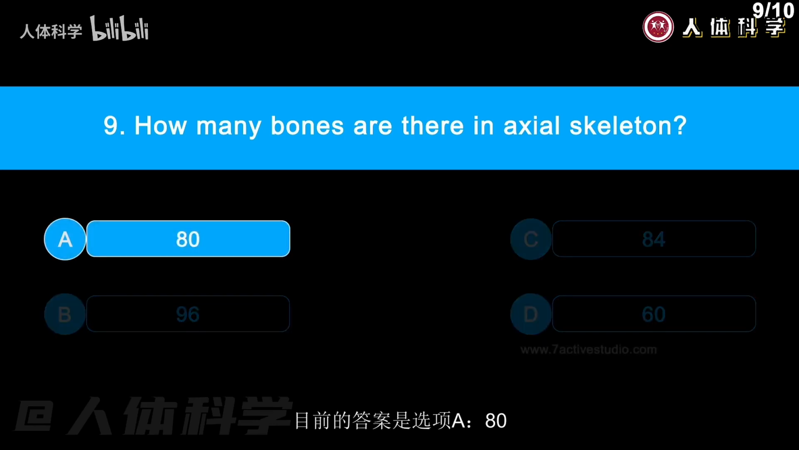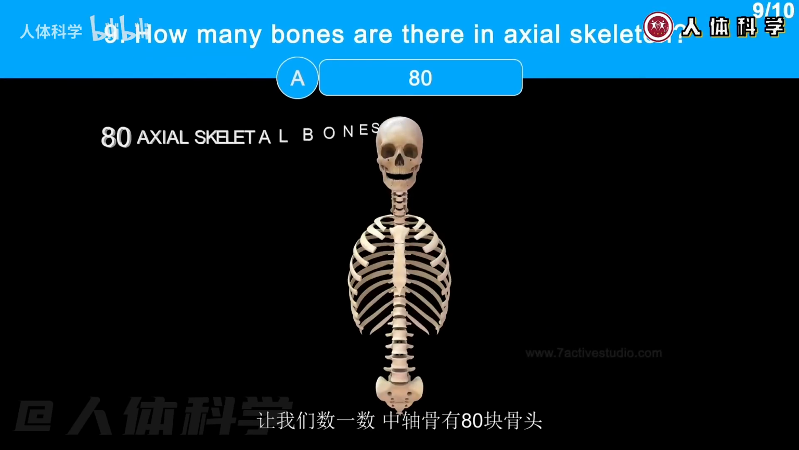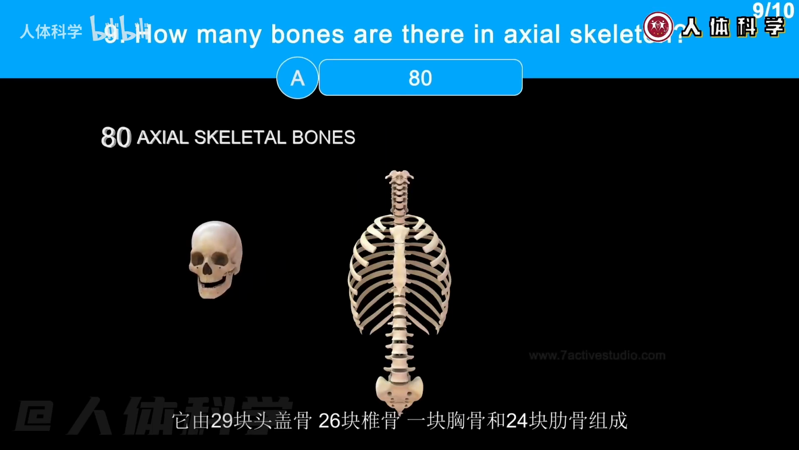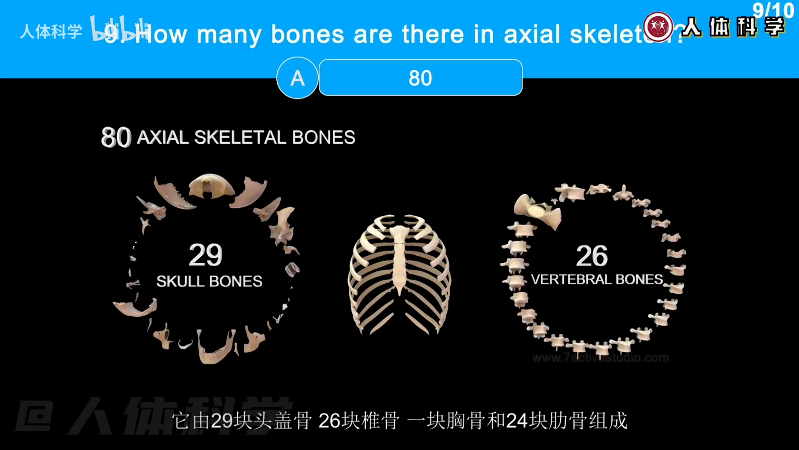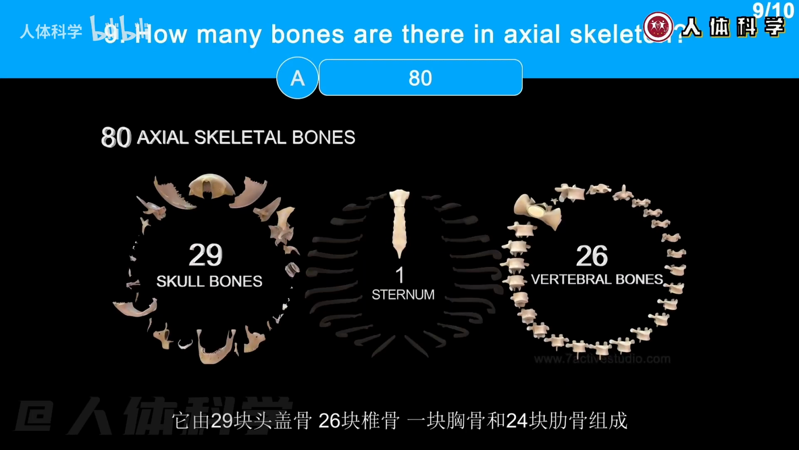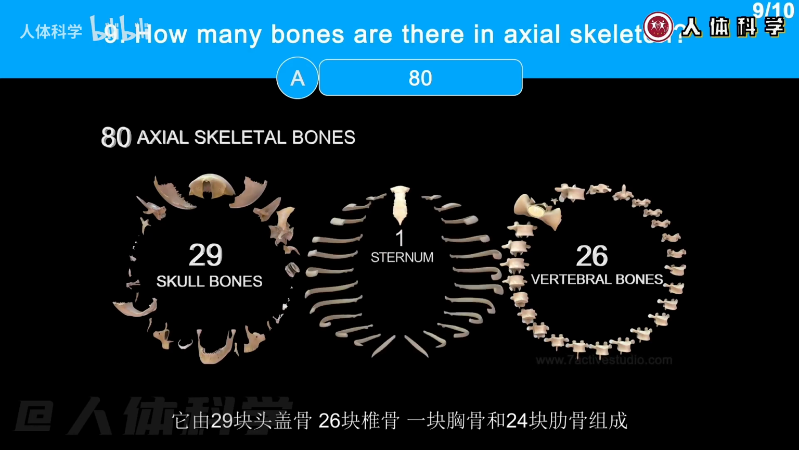The correct answer is option A, 80. Let's count them. There are 80 bones in the axial skeleton. It consists of 29 skull bones, 26 vertebrae bones, 1 vertical flat bone sternum, and 24 rib bones.